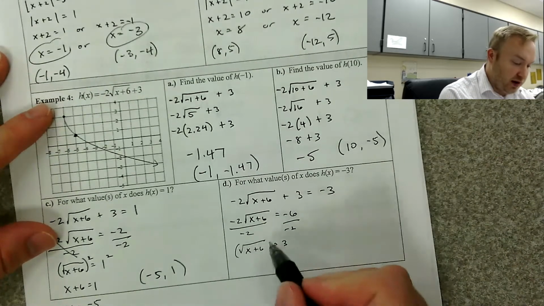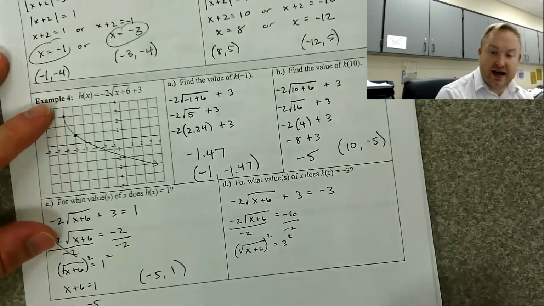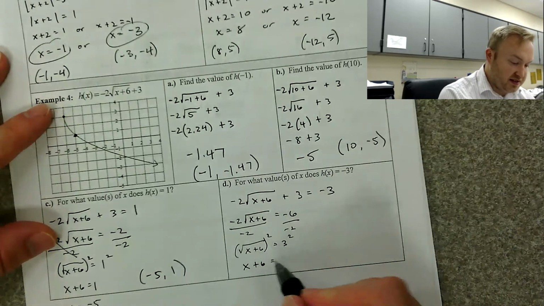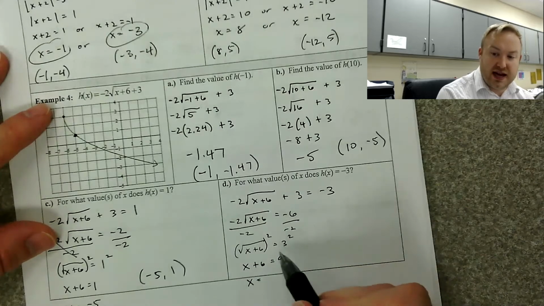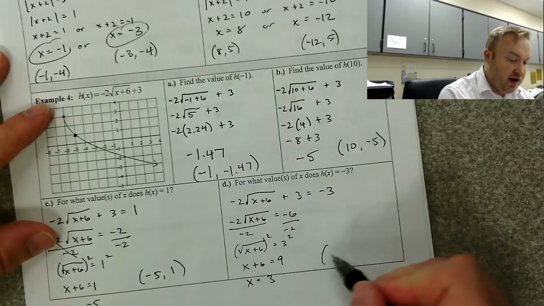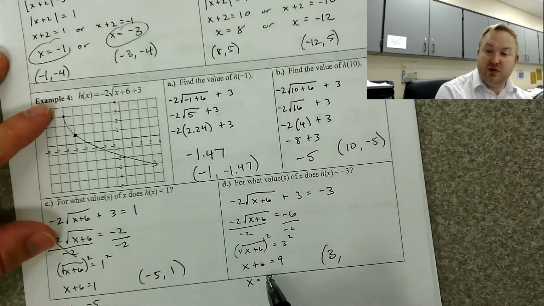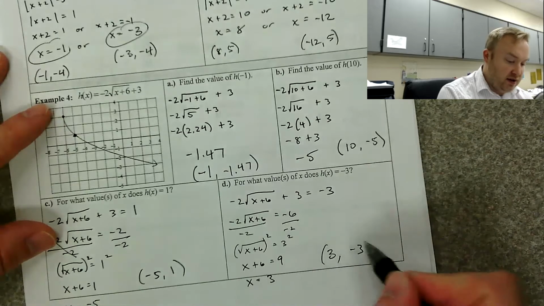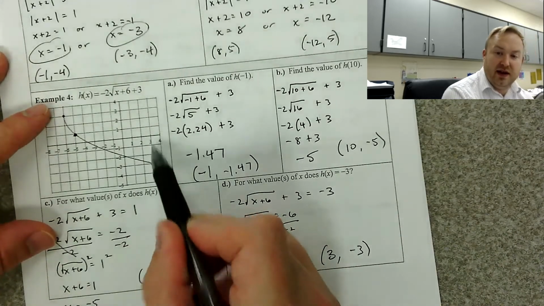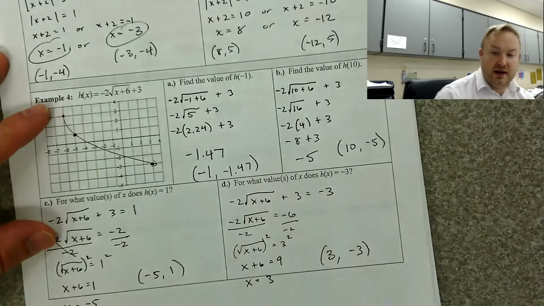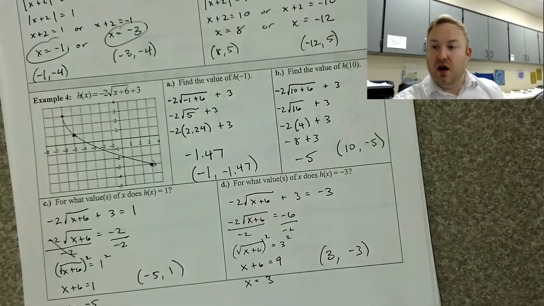To get rid of the square root, I will square both sides. So x plus 6 equals 3 squared, which is 9. Subtract 6 from both sides, 9 minus 6 is 3. So I have found that when your x value is 3, your y value should be -3. Let's look on my graph. There's a point right there with an x coordinate of 3 and a y coordinate of -3. Okay, so there we go.